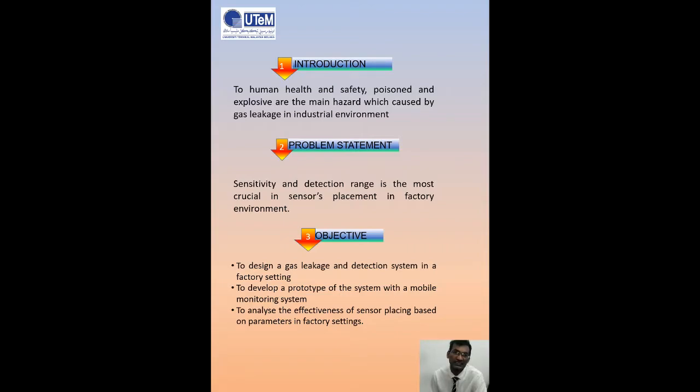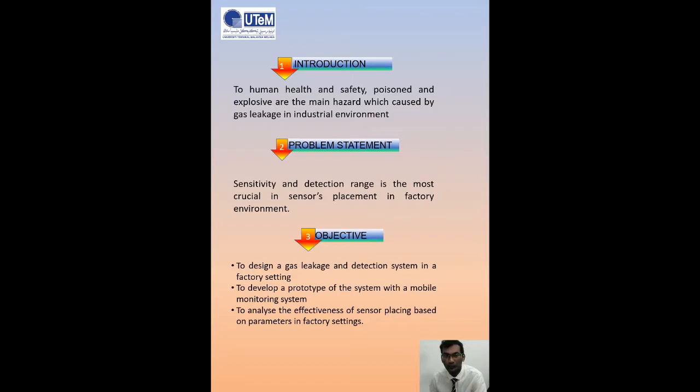These incidents lead us to the next problem, which is the important parameters that are required to fulfill the most crucial needs in a gas sensing system. So, sensitivity and detection range are the most crucial parameters in sensor placement in a factory setting.